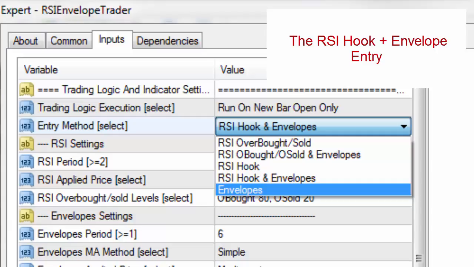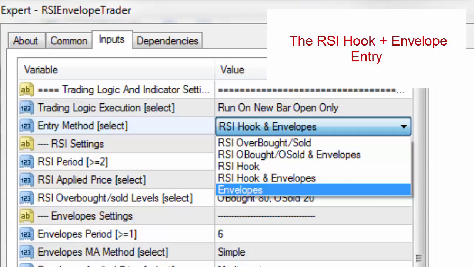Now there are really good entry methods that have been added to this EA, and on your screen you will see the 5 methods. They are in the drop down menu in the entry method selection of the input menu, and as you can see there are 5 alternatives.